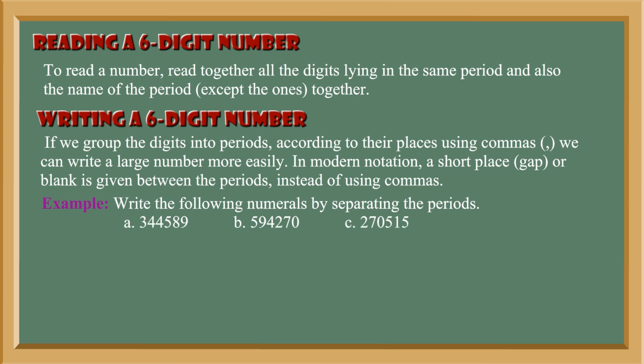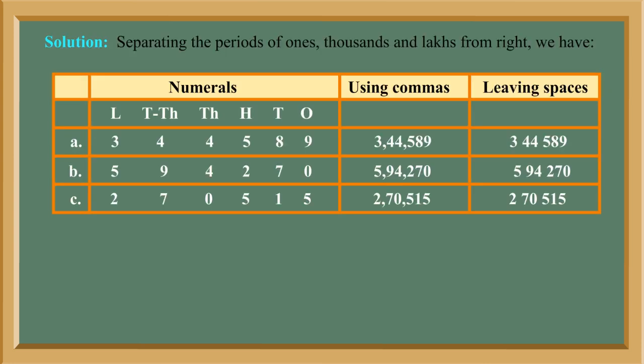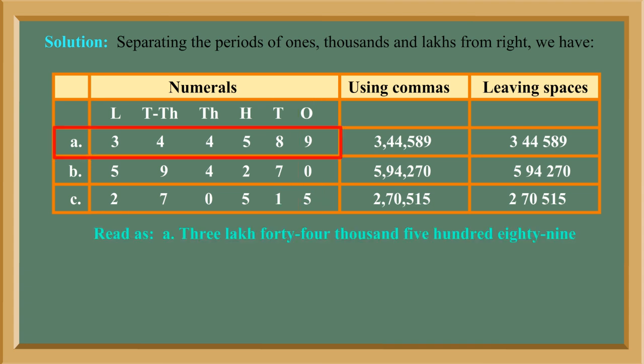344589, B. 594270, C. 270515, and write the number name of each. Solution. Separating the periods of ones, thousands and lakhs from right, we have read as A.